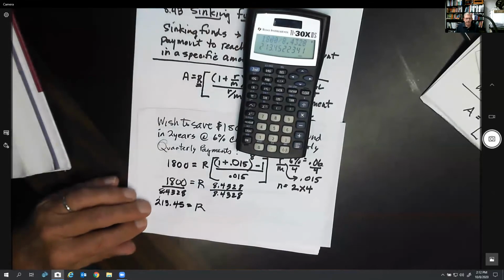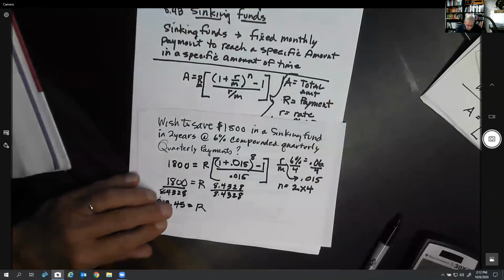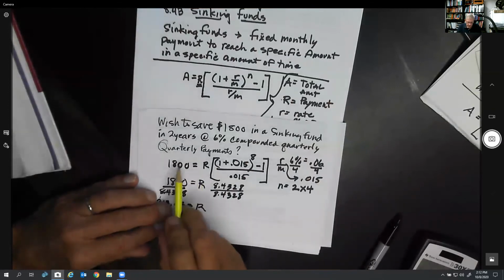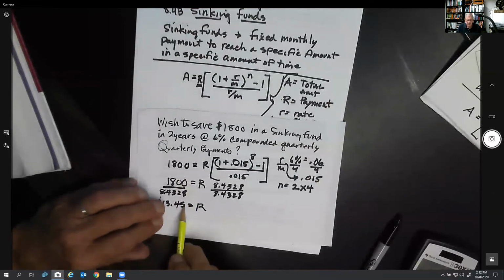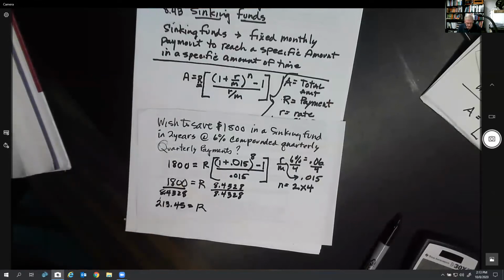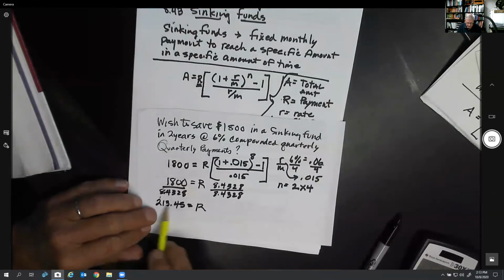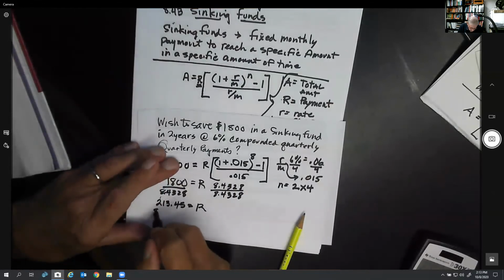And that's how I did it. So let's go through this again. Okay, I wrote the $1,800 down because that's how much we want to make. Now, remember, you're doing this every 3 months. You're putting this money in every 3 months, 4 times a year. You're not putting this in every month. This is quarterly.